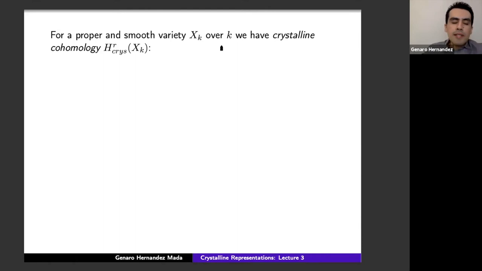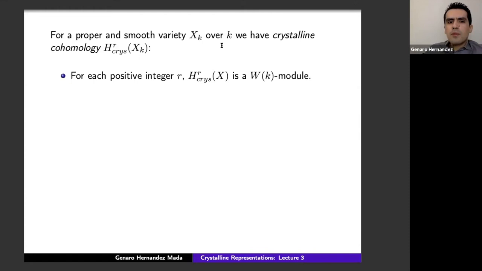I will state some facts about it. I will not define it. It's not too complicated, but it takes some time. So we will just summarize these facts. For each positive integer r, the r-th crystalline cohomology of X, here I mean X_k, it should be X_k here, sorry, is a W(k)-module, where W(k) is the ring of Witt vectors of k, right? So if k is, for example, F_p, W(k) would be Z_p, the ring of p-adic integers. If k is a finite field with q elements, it would be an unramified extension of Z_p. That would be the ring of Witt vectors.